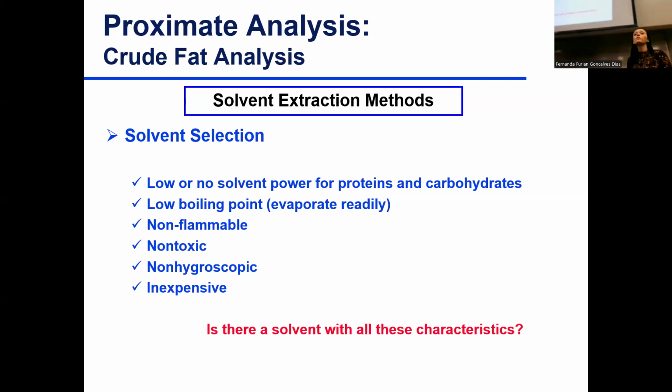that would be perfect. Non-flammable, of course, for safety purposes, right? We don't want anything that is flammable. Non-toxic, yeah, that's becoming very non-existent. Non-hygroscopic, does not absorb water. Inexpensive, right? Is there a solvent with all these characteristics? Water would extract, but it would extract protein and carbs, right? So is there a solvent that, no. So this would be the ideal scenario, right? We don't have anything like this.